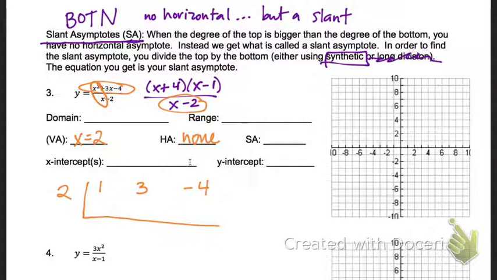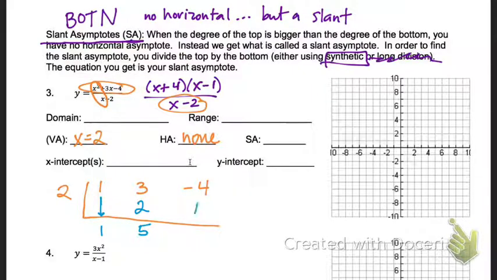If it skips a degree, what do you do? 0. So how to use synthetic division? I bring the first one down, so 1, and then I multiply. 2 times 1 is 2. Then I add down, so I have 5.